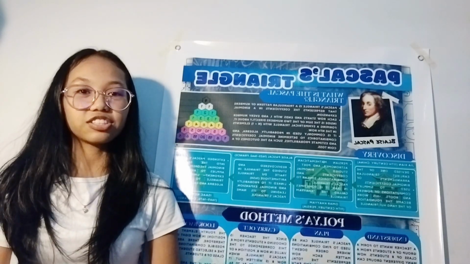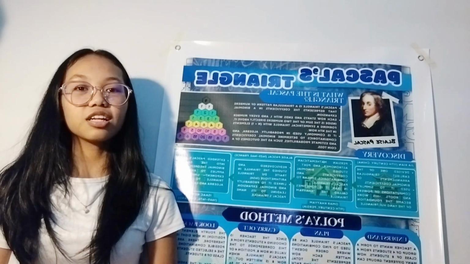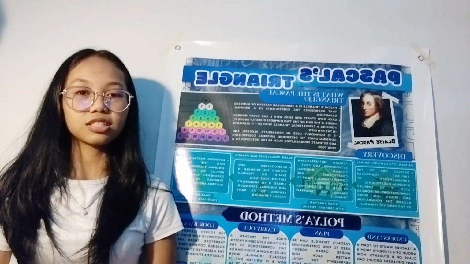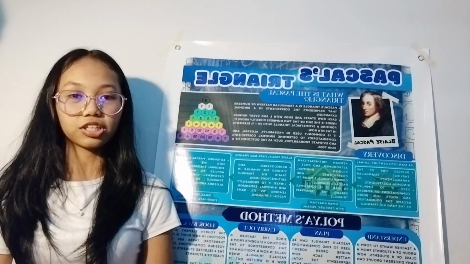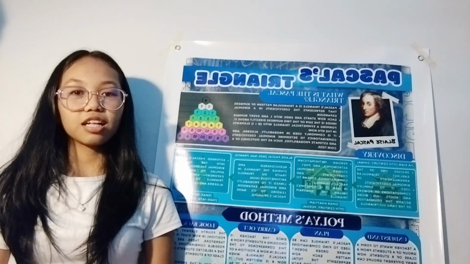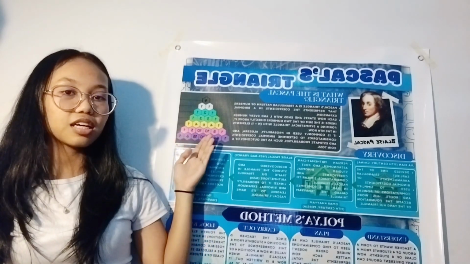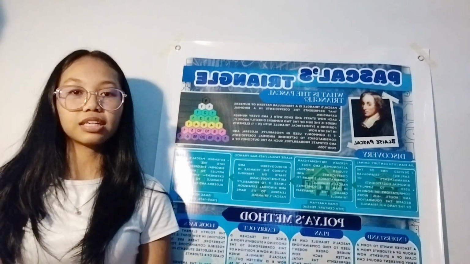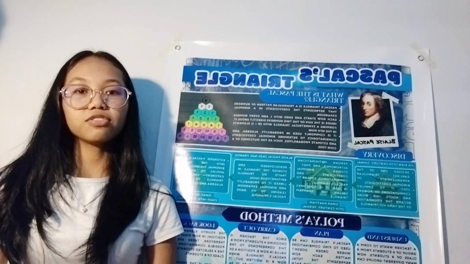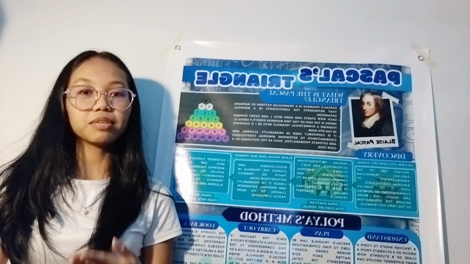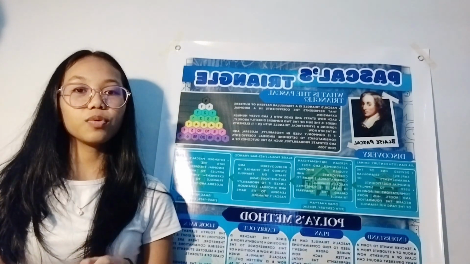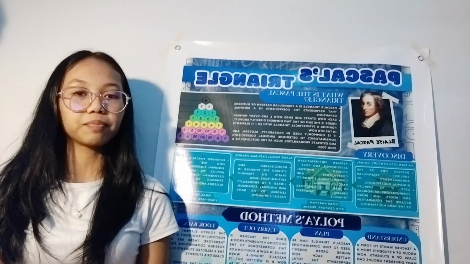So what is Pascal's triangle? It is a triangular pattern of numbers that represents the coefficients in a binomial expansion. Each row of the triangle begins and ends with the number 1, and the numbers inside the triangle are formed by adding the two numbers directly above them. Because of this pattern, the triangle is symmetrical and the nth row always has n plus 1 elements.